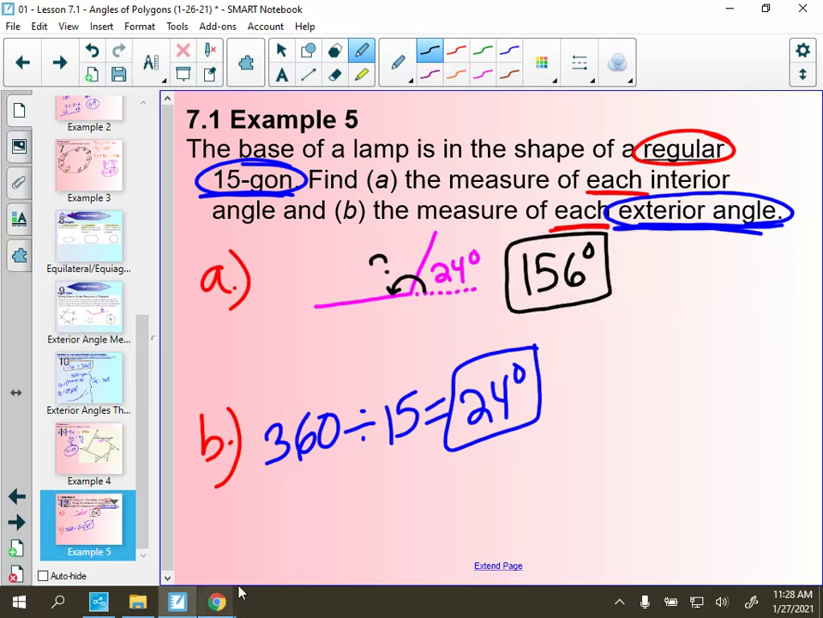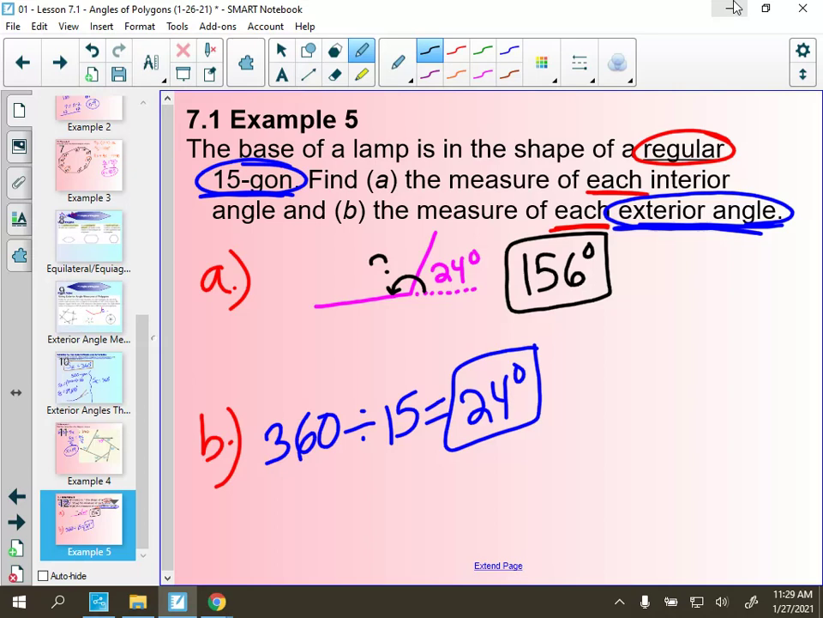So it's a good example of one looking at where I've got an interior and an exterior kind of going on in the same question. It might not even be in the same question, but every time it's going to be easier to find an exterior angle measure versus an interior angle measure.